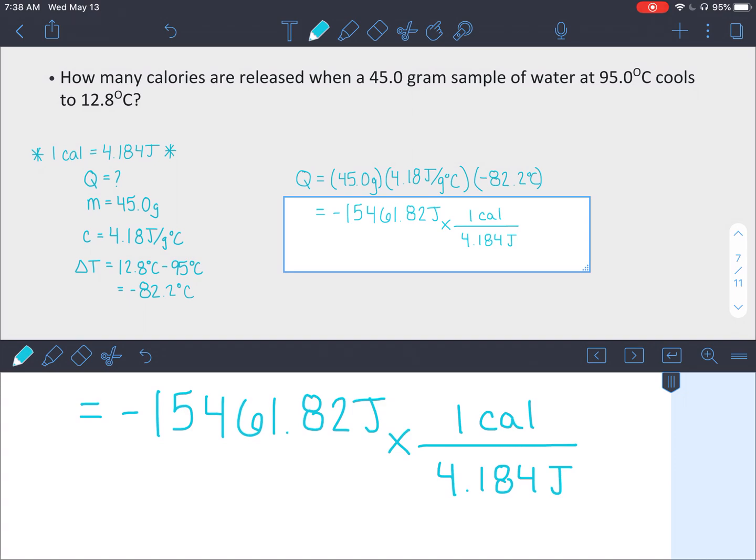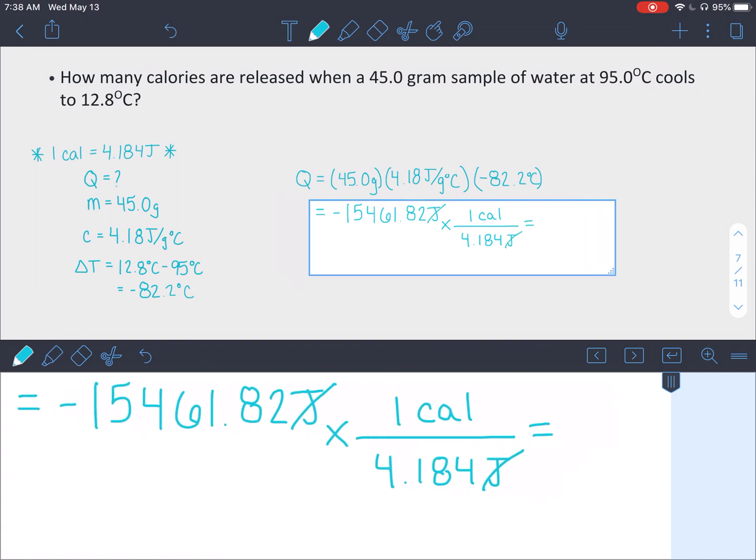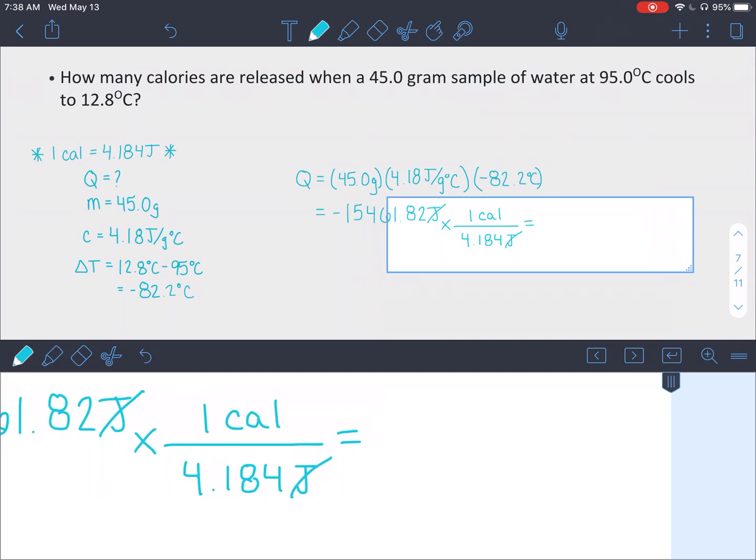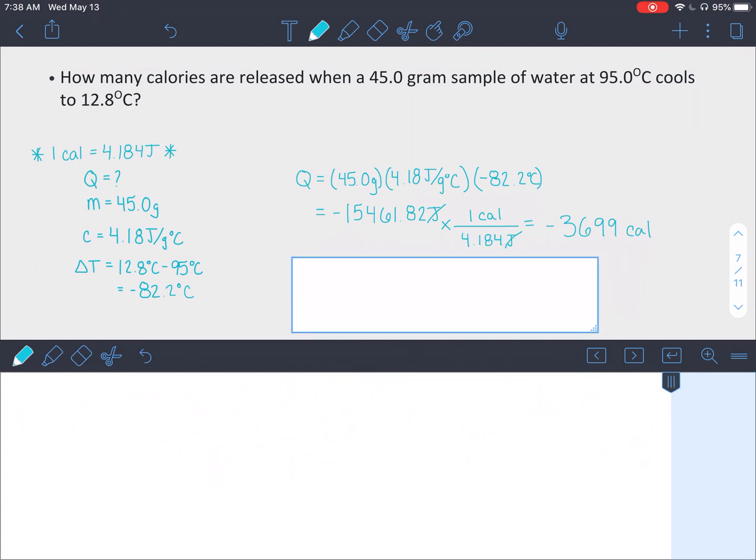All right, so use the conversion factor that I had written to the side, that there is 4.184 joules per 1 calorie. So I'll take the number of joules and divide it by that to get negative 3,699 calories. All right, so negative calories means that this was released, which does make sense. It adds up to our problem.